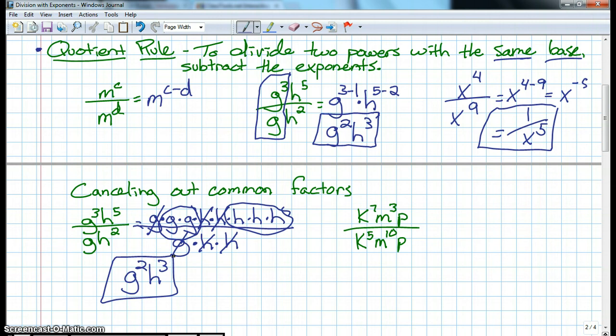So similarly here, if we have 7 factors of k in the numerator and 5 factors of k in the denominator, where do we have more? In the numerator. And by how many? We have 2 more in the numerator. So we're going to be left with k squared. Moving on to the m to the third and m to the 10th, we have more in the denominator, and we have how many more? Exactly 7 more. So there's 7 factors of m that would be left in the denominator. All of the ones here would cancel. And then p, we have 1 factor of p in the numerator, 1 factor of p in the denominator. That actually cancels each other out, and we don't have any factors of p in our fully simplified answer.